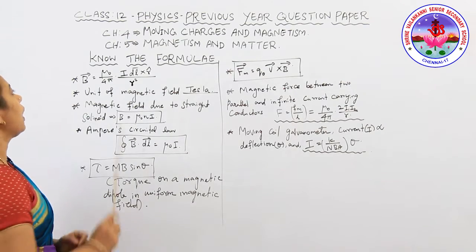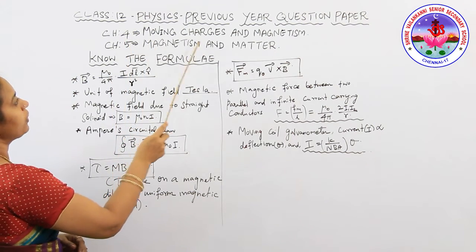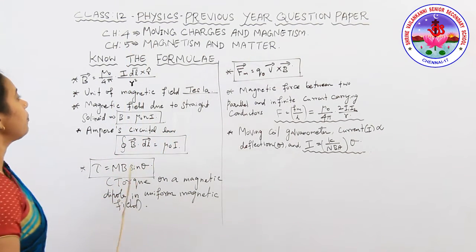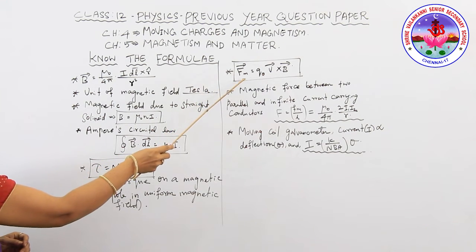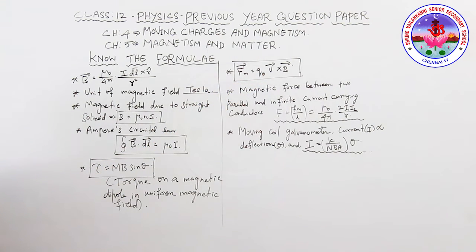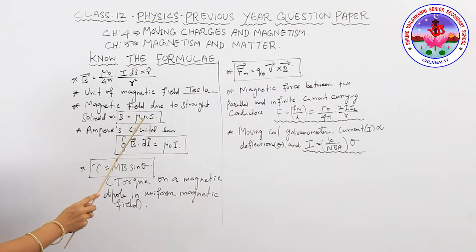Yes students, now we can know about the formulae from chapter 4 and 5, Moving Charges and Magnetism and Magnetism and Matter. From that, the B vector which is equal to mu naught by 4 pi, I dl cross r cap, whole divided by r square, that is for the Biot-Savart law, right. Then the next one is the unit of magnetic field, Tesla, and the formula for the Lorentz force, Fm which is equal to q, v vector cross B vector, and the next one is the magnetic field due to a straight solenoid, B which is equal to mu naught n i.